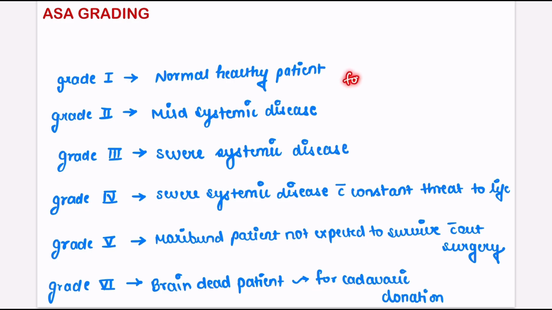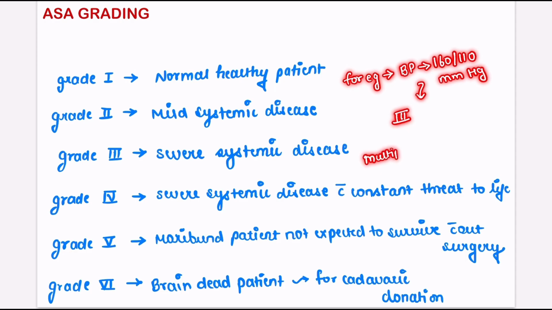For example, a patient with a blood pressure of 160 by 110 mm of Hg will be categorized as ASA grade 3, and a patient with multiple organ failure will be categorized as grade 4.